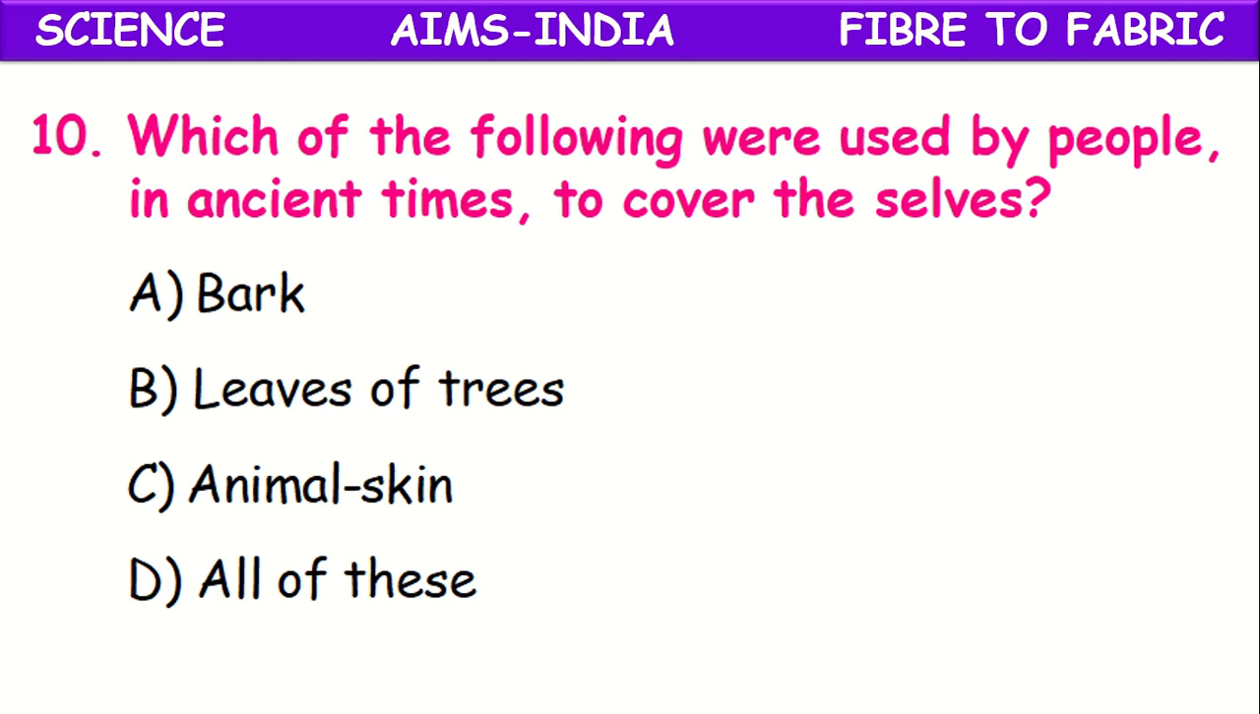Next. Which of the following were used by people in ancient times to cover themselves? See once: barks, leaves of trees, animal skin. So all of these were used by the people in ancient times to cover themselves and protect themselves from the atmospheric conditions. So all of these is the correct answer.